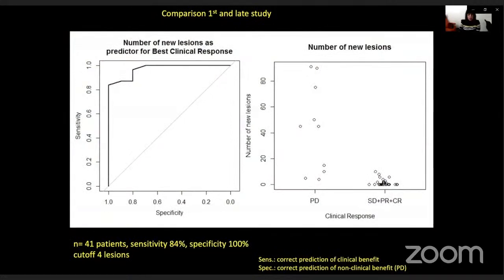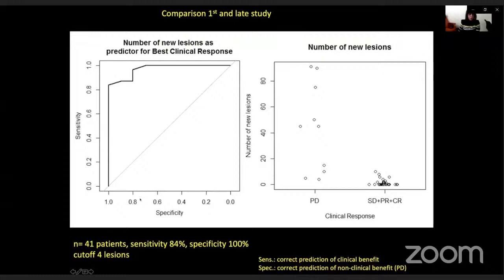And now let's come back to our results. We looked at our data, and as I told you, we found that the number of new lesions is a stronger parameter than the change in the SUV. And therefore, we tried to classify the patients into two groups, the group of progressive disease and all other patients, because all other patients had a clinical benefit from the ipilimumab. And for this purpose, we first compared the baseline study to the late study after 4 cycles of ipilimumab.